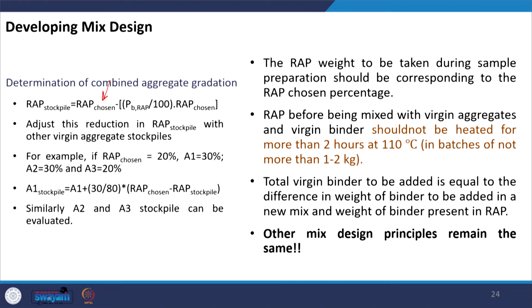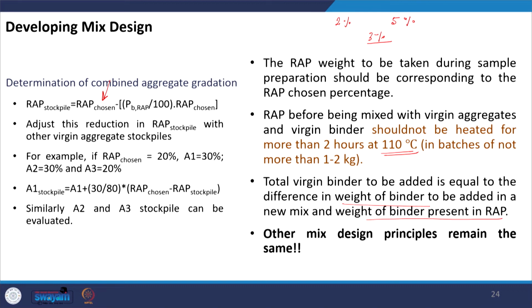Okay. Then during the laboratory mix design, we have to ensure that we are not heating the wrap beyond 110 degrees Celsius for more than 2 hours. Because this can cause generation of flames and excessive aging of the wrap binder, alright. And then total virgin binder to be added is equal to the difference in weight of the binder to be added in the new mix and weight of the binder present in wrap. Well, this is very straightforward, we already know. For example, if the wrap binder is 2% available and the optimum binder content is 5%, then we only have to add 3% virgin bitumen to make the mix, which is of course very straightforward.